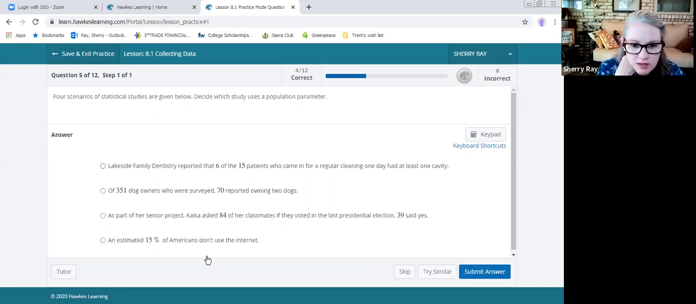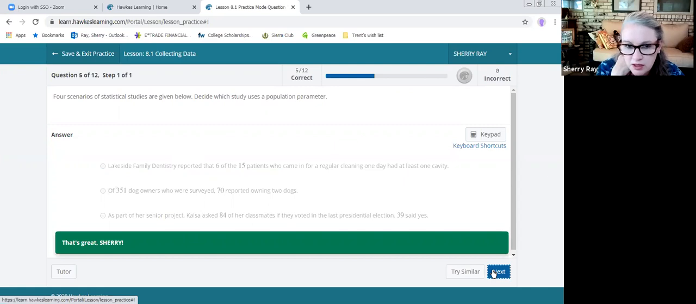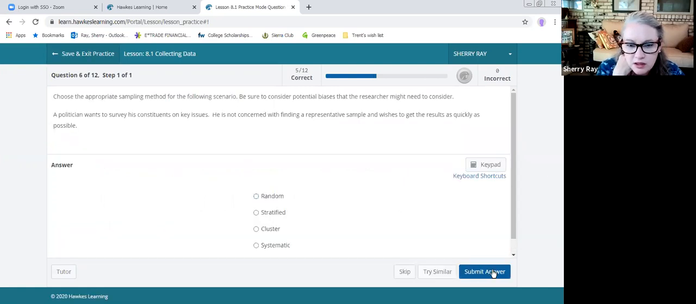Estimated 15% don't use the internet. Okay, I guess Lakeside Dentistry would be the sample. I know this is a sample here. She interviewed 84 people, so I'm going to go with this one. Yay. And a politician who wants to survey his constituents. He's not concerned with finding a representative sample, and which is to get a result. Okay, he wants it to be random or convenient. Do I see convenience? Yeah, that's it.